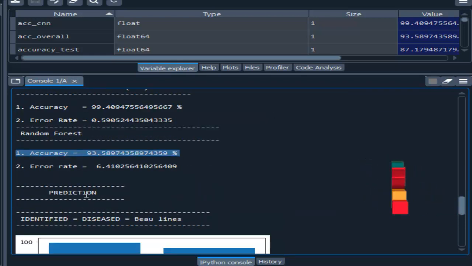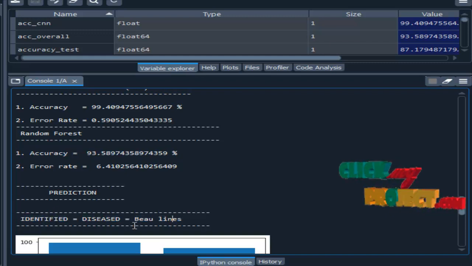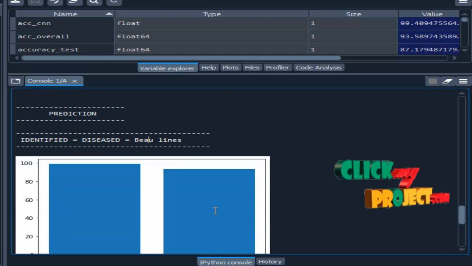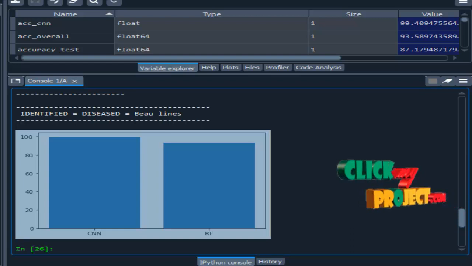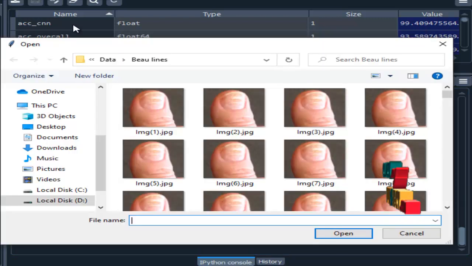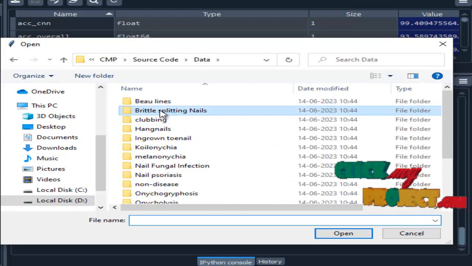Then prediction. The identified disease is blue lines, which we had chosen as input from our dataset, so that image is identified as blue lines. Then this is the comparison graph for both our algorithms, CNN and random forest. Then I am choosing one more type.